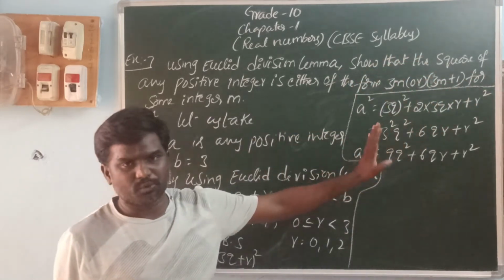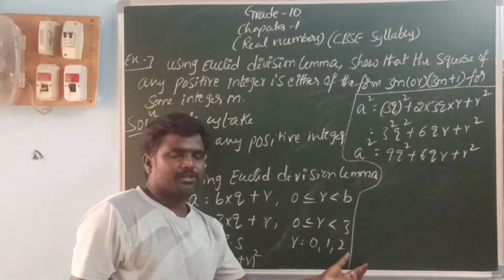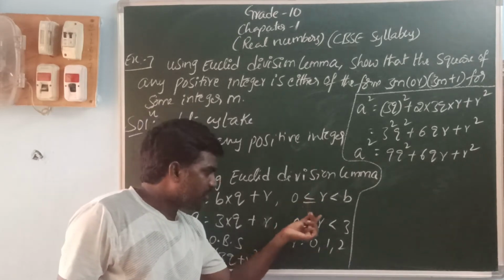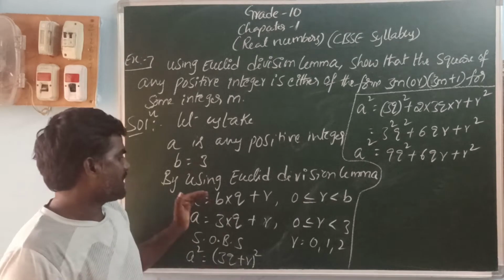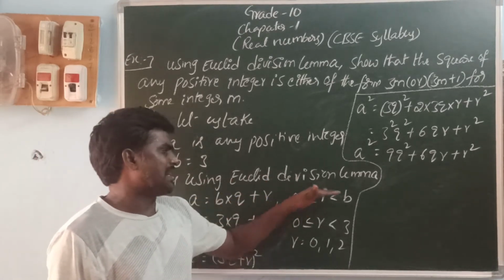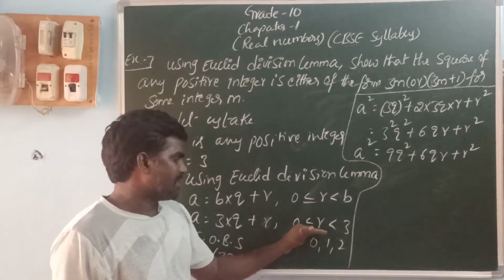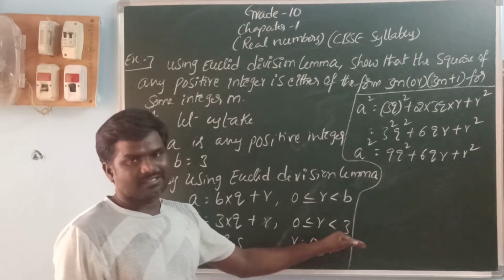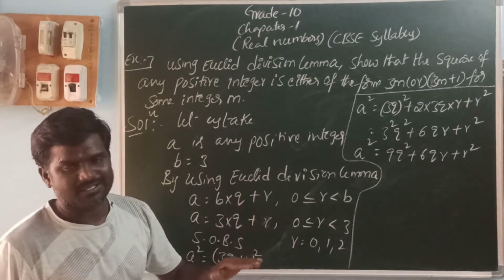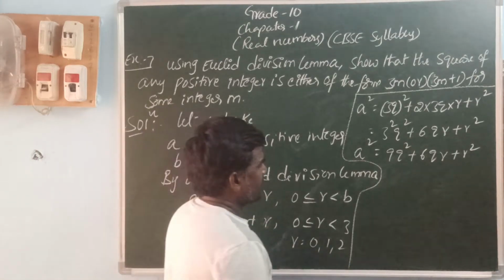How can we prove that? By using the remainder conditions. What are the remainder conditions? 0, 1, 2. How do we get 0, 1, 2? By using Euclid division lemma, a equals b into q plus r, where r is greater than or equal to 0 and less than the divisor. Here the divisor is 3, so 0 is less than or equal to r, less than 3. That means the remainder is greater than or equal to 0 and less than 3. So the values are 0, 1, 2.